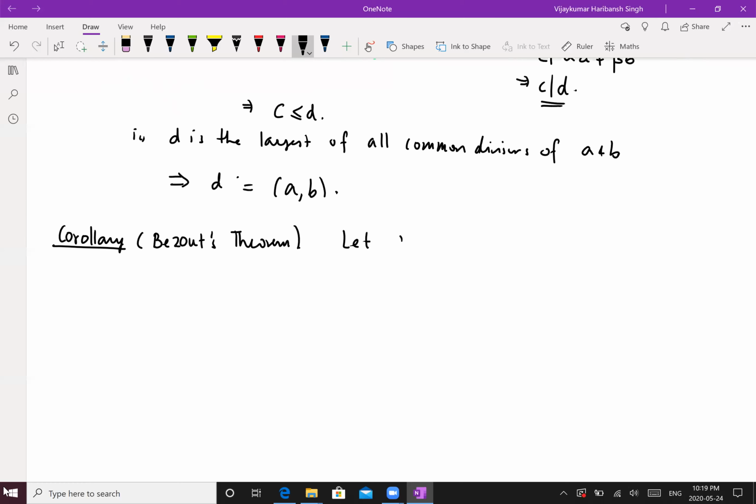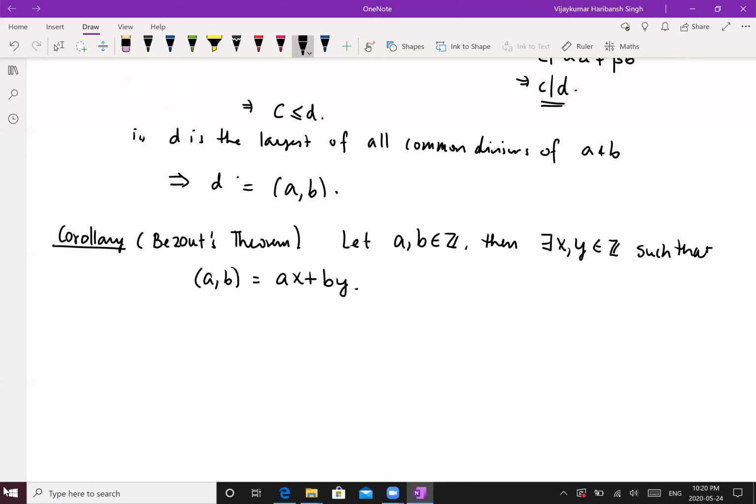Let A and B belong to Z. Then there exist two integers x and y belonging to Z such that the GCD of A and B can be written as Ax + By. So this is what Bezout's theorem is, all right? You would also call it Bezout's identity.